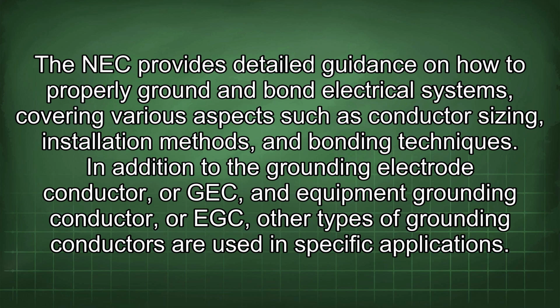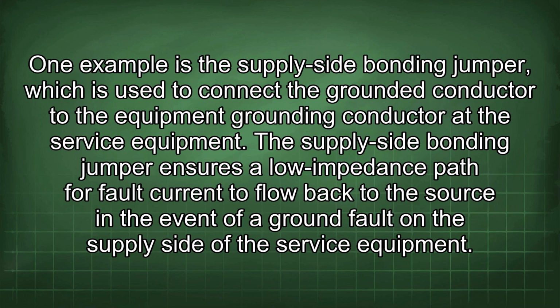In addition to the grounding electrode conductor, or GEC, and equipment grounding conductor, or EGC, other types of grounding conductors are used in specific applications. One example is the supply-side bonding jumper, which is used to connect the grounded conductor to the equipment grounding conductor at the service equipment. The supply-side bonding jumper ensures a low-impedance path for fault current to flow back to the source in the event of a ground fault on the supply side of the service equipment.